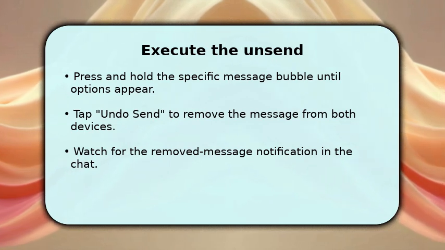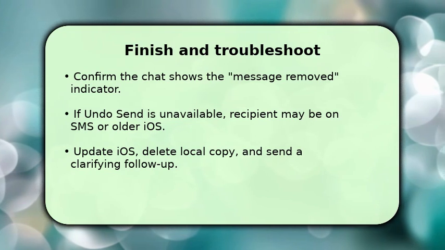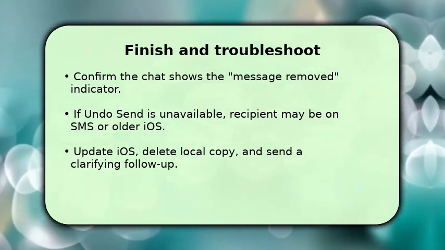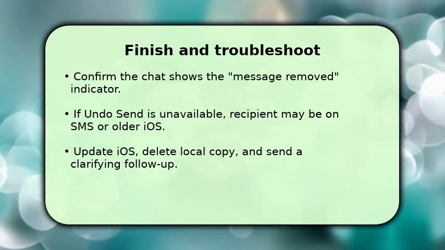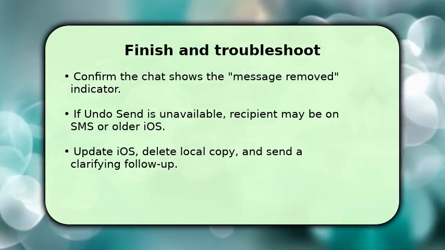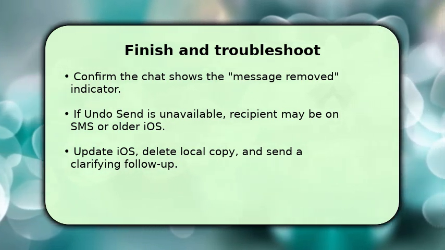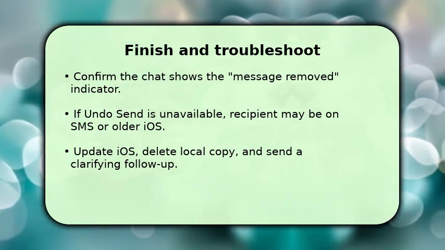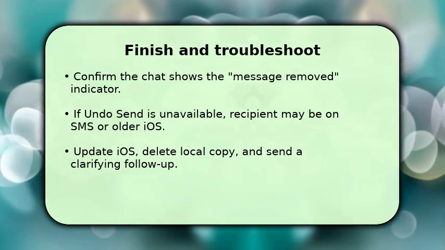After unsending, check the conversation for a short system notification that the message was removed. That confirms success. If you can't find Undo Send, it's likely the other person isn't using iMessage, their device runs an older iOS, or more than 2 minutes have passed. In that case, delete your local copy and send a quick clarification or apology. Make sure both devices are updated to iOS 16 Plus for future unsends, and enable automatic updates too.